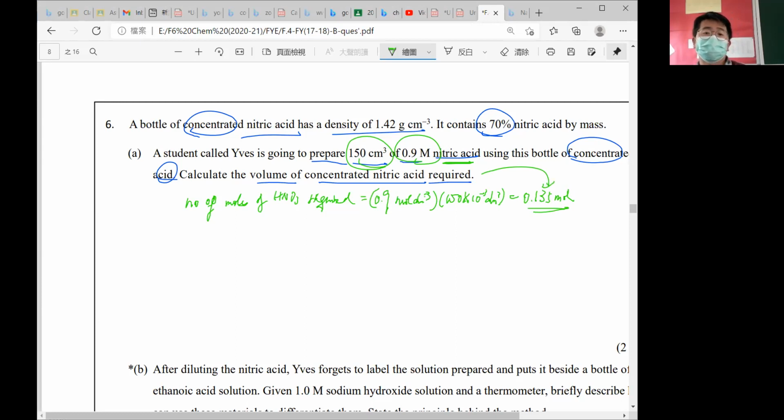But sadly, the concentrated nitric acid is not purely that molecule. It also contains 30% of water. Can you see that? 70% of acid, 30% of water. So what you need to do is to make a slight modification of that data before you proceed.